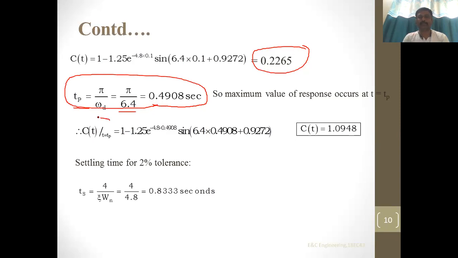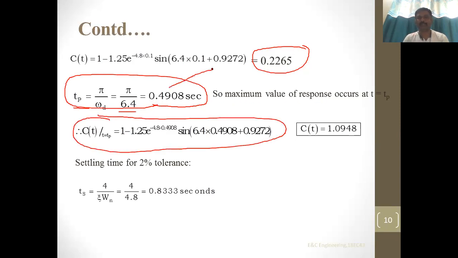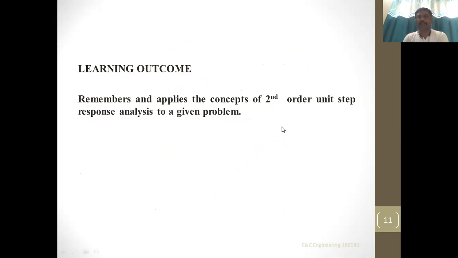Then the output at t equal to Tp: Tp has resulted in 0.4908. Here it was 0.1, and if we substitute 0.4908, we get the value of c of t as 1.0948. And the settling time for 2% tolerance is 4 divided by xi omega n, which is 4 divided by 4.8. This is 0.833 seconds. Is it okay? This is how you need to evaluate the parameters for the given problem.